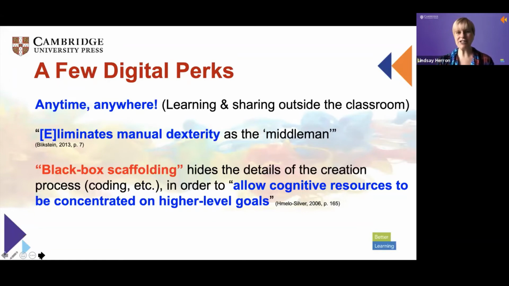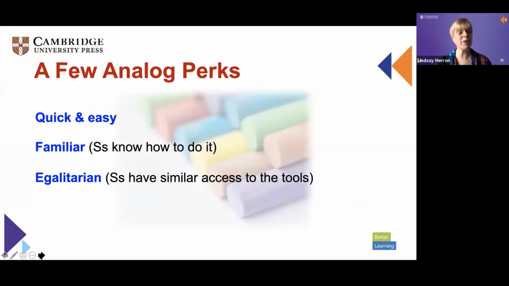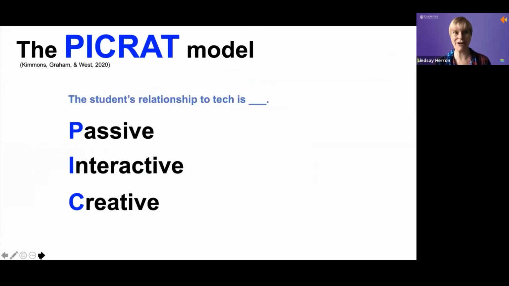And actually, it lets students do amazing things without knowing anything about coding. So this kind of black box scaffolding hides the creation process so that students can focus on the process of creation itself. Analog perks: it's quick and easy, students know how to do it, and students have access to the same tools. With digital projects, maybe students don't have the same phones, they don't know how to use computers well. At least with analog projects, everybody knows how to use scissors and glue and markers.